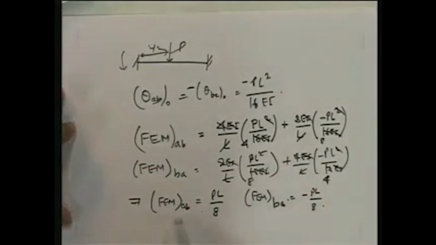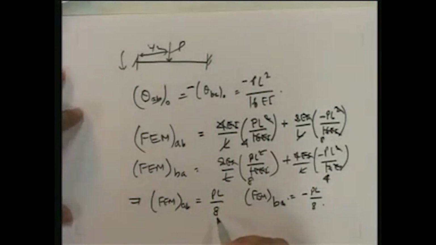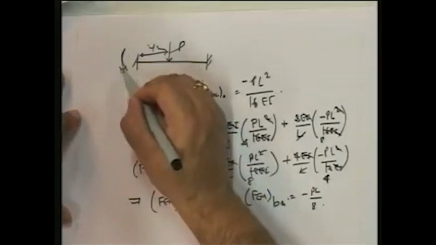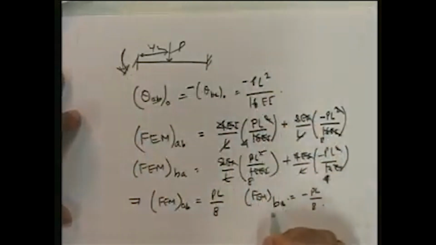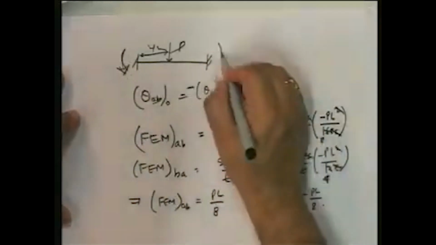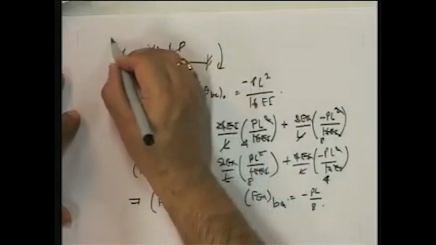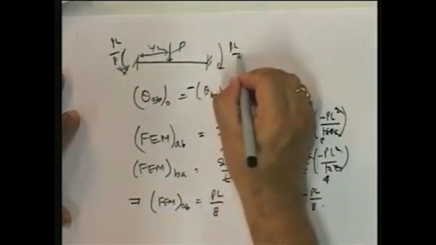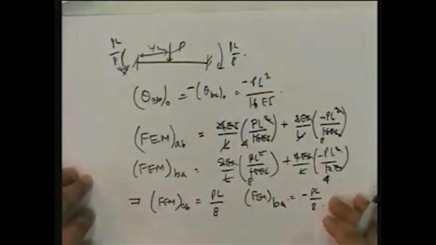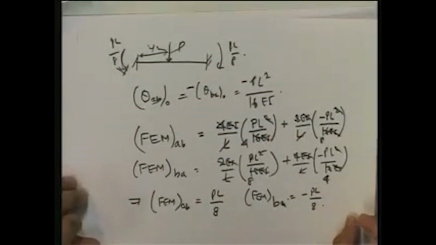So therefore, what does that mean? Fixed end moment, positive PL upon 8 is, positive is anti-clockwise and minus is clockwise. So under this load, PL upon 8, PL upon 8. We've obtained this from first principles. Now I'm going to quickly go ahead and look at some other kind of loads so that you can convince yourself that all the fixed end moments that you have in handbooks, you can compute using this method.